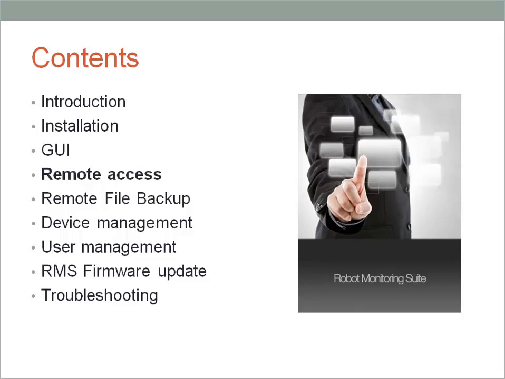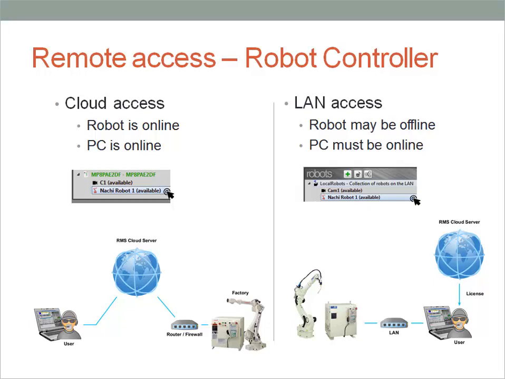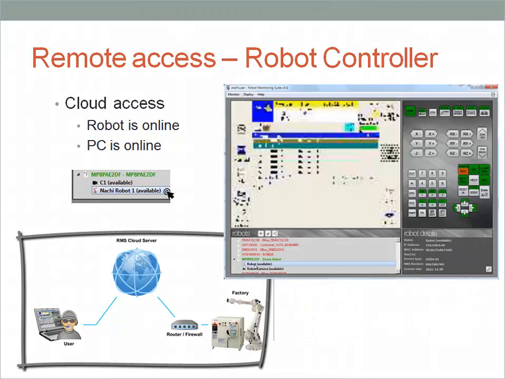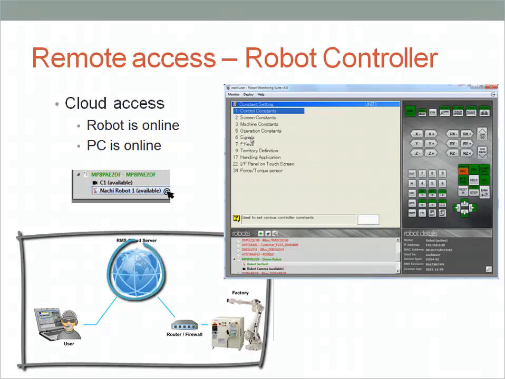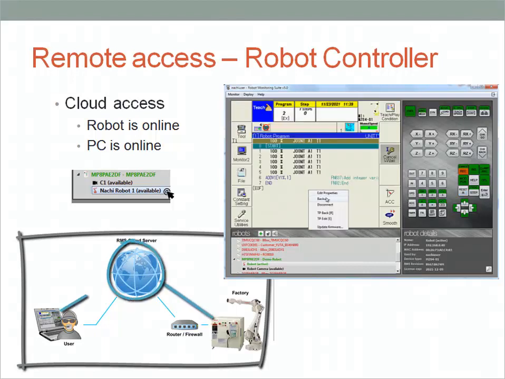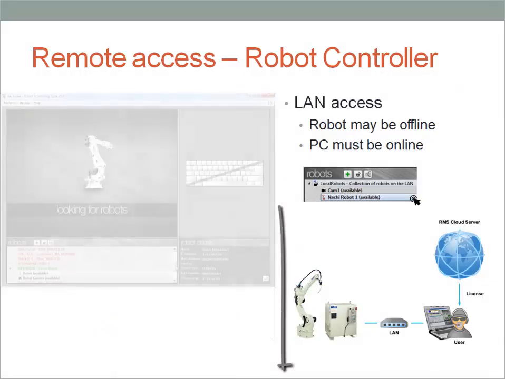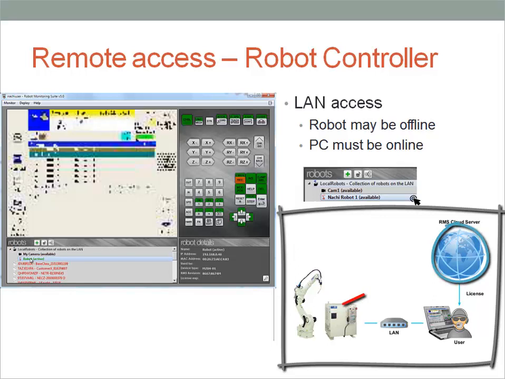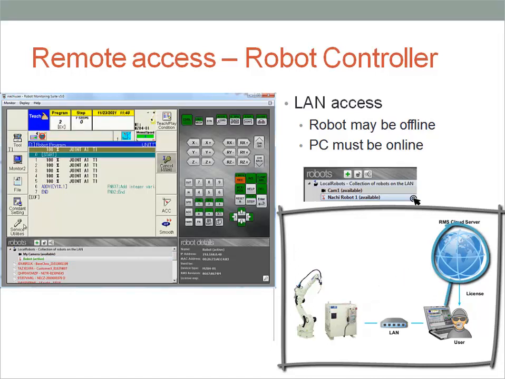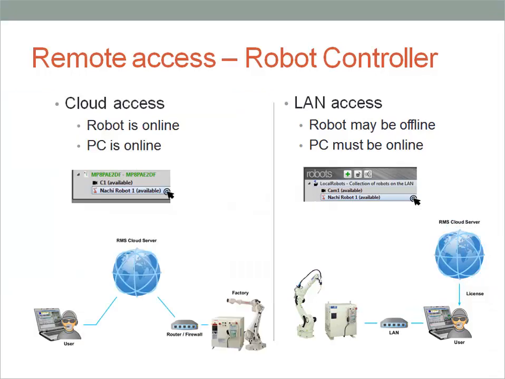Now let's move on to the interesting part, how to remotely access a robot controller. There are two different kind of access modes. One is the cloud access, when you can access the robot controller remotely over the internet. In this case, the robot must be connected to the internet and it must be online, and also your PC software must be connected and must be online. In the other case, the LAN or local area network access, your robot controller may be offline, but your PC must be online to retrieve licensing information. And in this case, you can connect to your robot controller via the local area network.